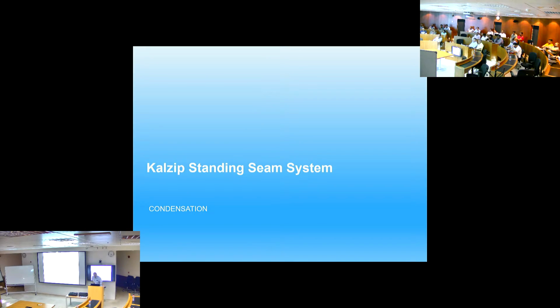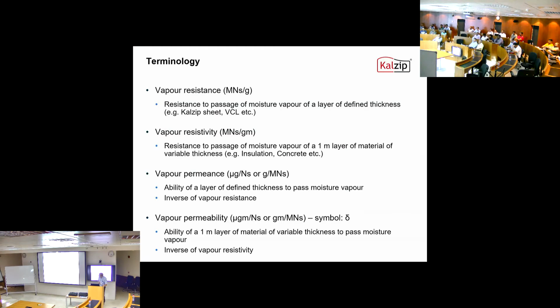Have a quick look at condensation. These are some of the terminologies you should come across. You've got vapour resistance, which is resistance to the passage of moisture vapour through a layer of a defined thickness, i.e. the Cal Zip sheet or the vapour control layer. You have vapour resistivity, vapour permeance, and vapour permeability. It tells you there what they mean.